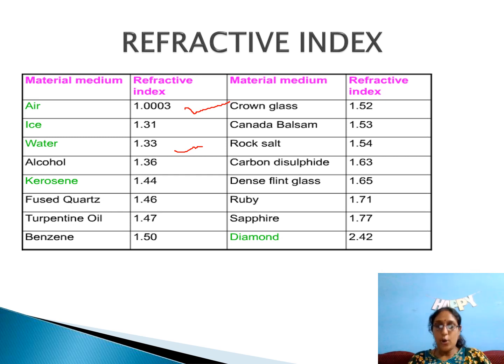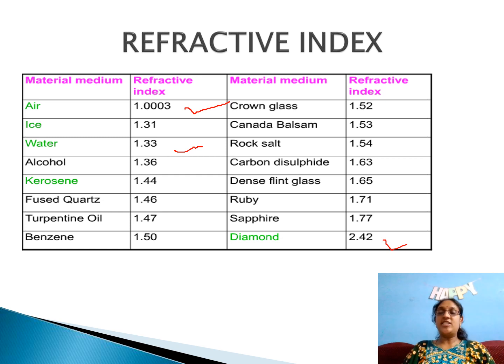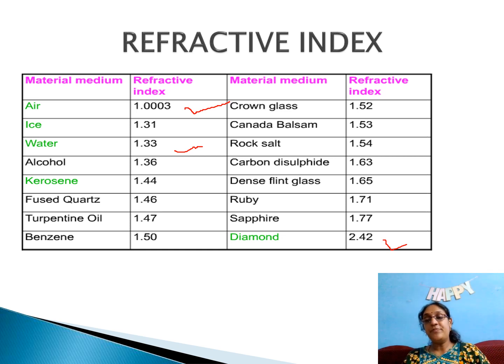For the experiment, next are fused quartz, turpentine oil, and benzene. You need to know this. And crown glass, which I told you we'll use in the laboratory. Then Canada balsam, rock salt, carbon disulfide, dense flint glass, ruby, sapphire, and diamond. These are all calculated values. We just observed them in the lab and they are tabulated here. Got it? So these are the different kinds of medium we are using.